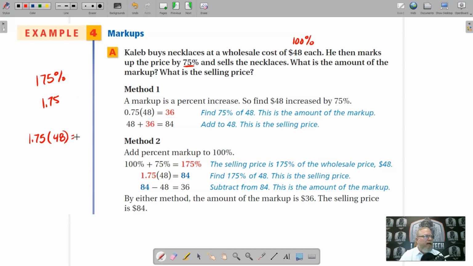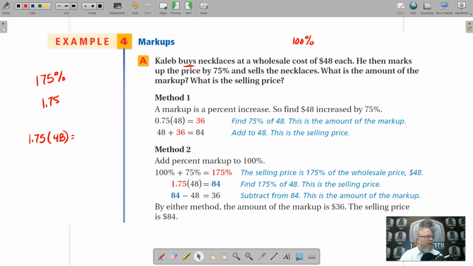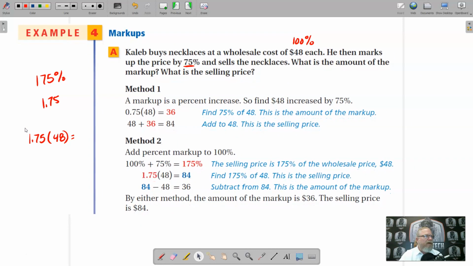Let's go ahead and do 1.75, and we'll multiply that times 48. See if we agree with the book. And this comes to 84. So we'll squeeze this in right here. 84, and sure enough, that's what they got there, $84. Now, by either method, the amount of the markup is $36, and the selling price is $84.